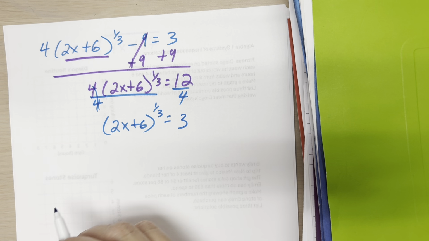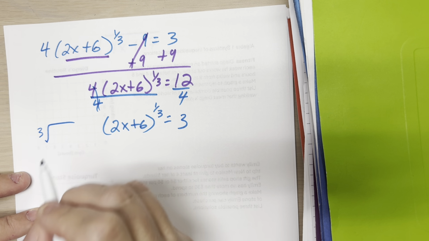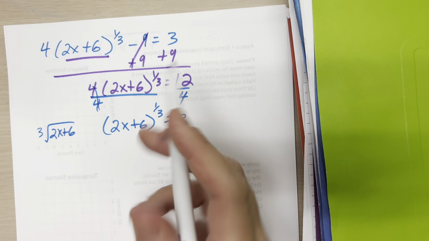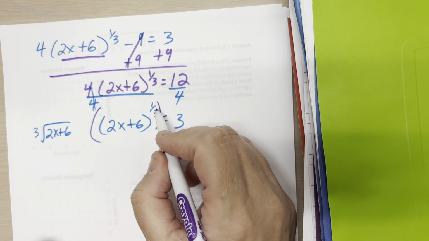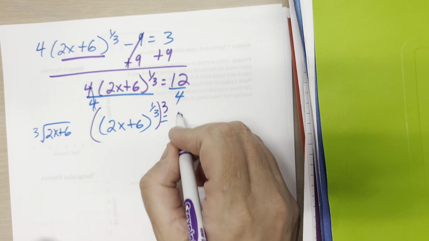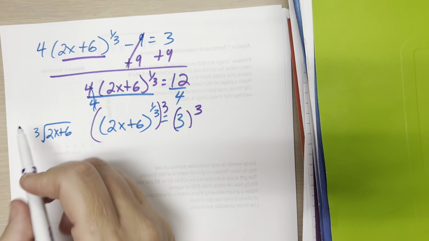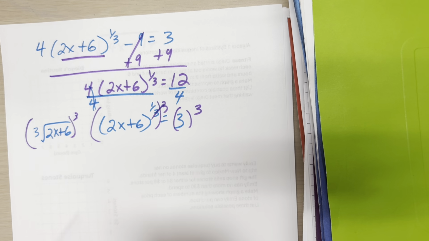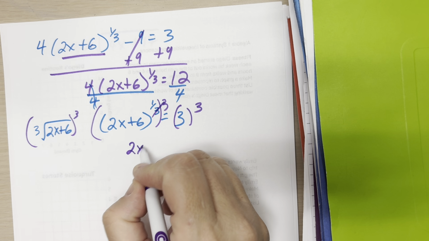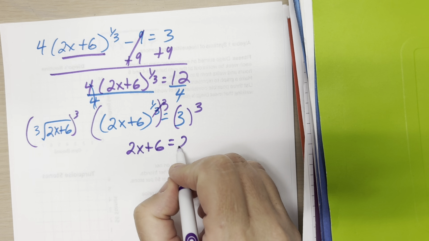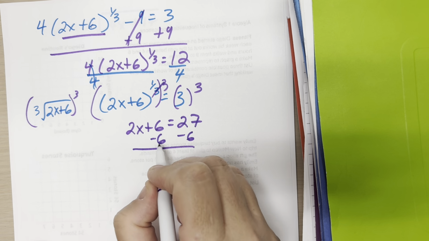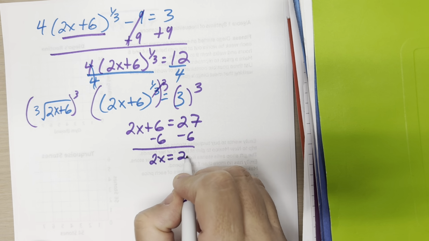This is the same thing as the cube root, so if it makes you feel better, you can rewrite that as the cube root of 2x plus 6. The other way to approach this is to raise both sides to the reciprocal exponent of 3. You'd be doing the same thing over here. It's just another way to think about it. Here that will cancel. You've got 2x plus 6 equal to 27. From there, it's easy peasy stuff. Subtract your 6. 2x is 21.